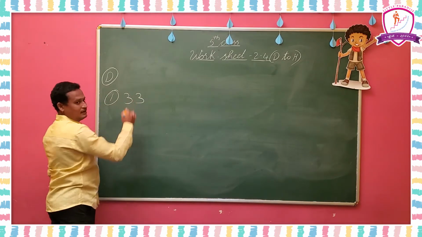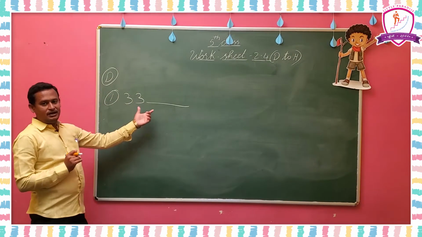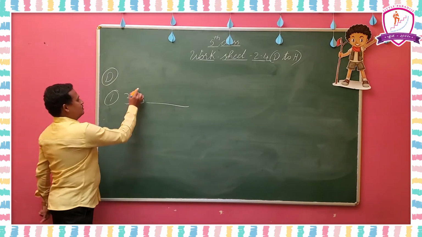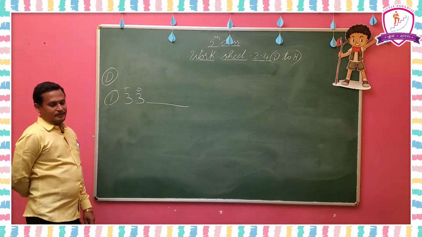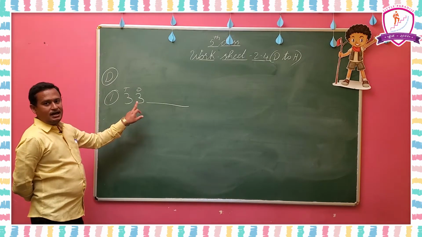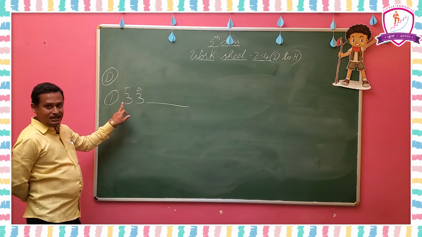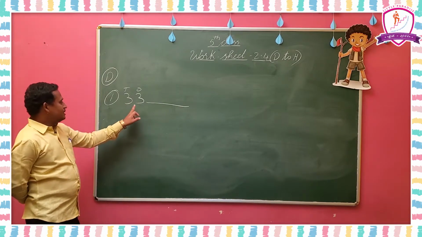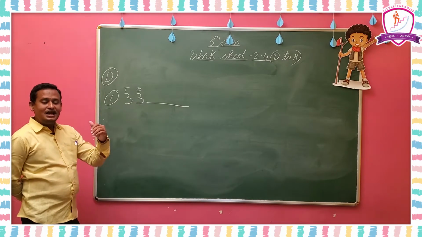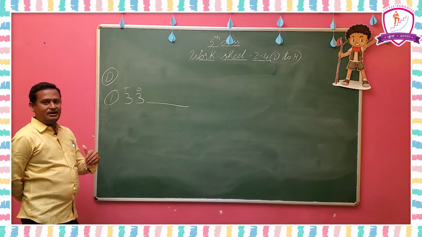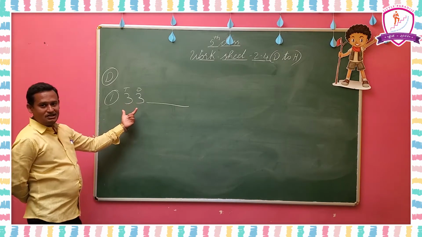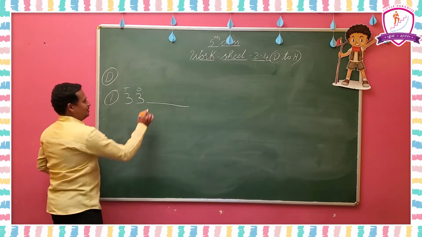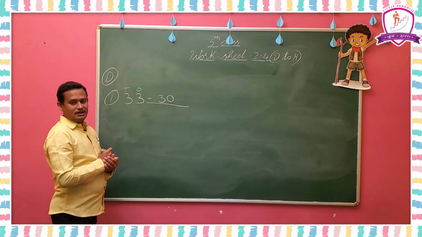First one, 33 is given. For 33 we are going to write the nearest tens. In 33, the ones place is 3 and the tens place is also 3. When rounding to the nearest tens, you observe the ones place. What is the ones place number? 3 is there, and 3 is less than 5. Less than 5 means the tens place will be rounded down. Rounded down means 30 will stay 30. Like that you have to round the number.